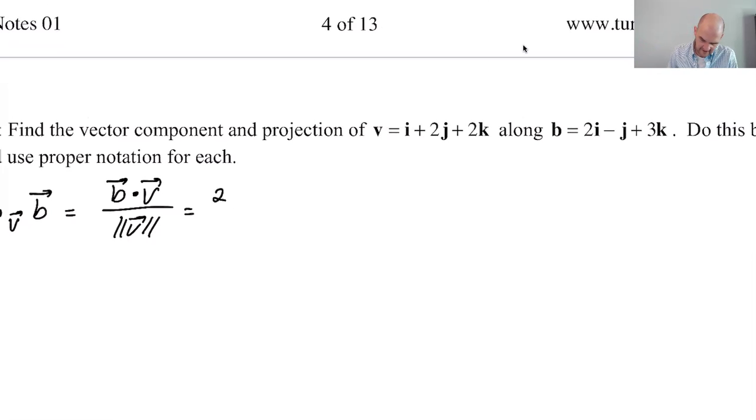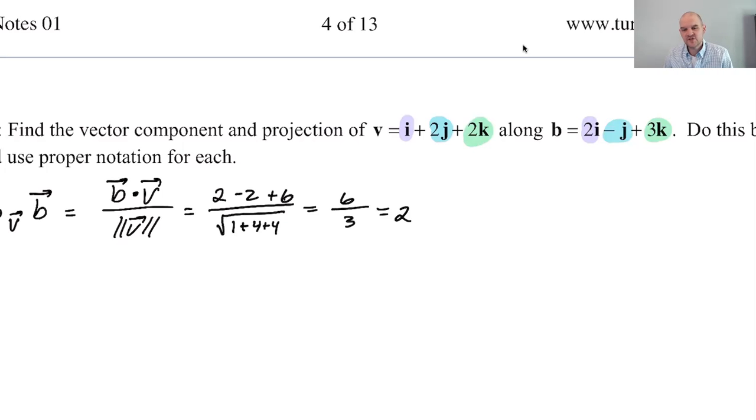So what am I doing? I'm doing this times this, and then this and this. All right, so that's 2 and then -2. And then 6 over the magnitude of V, right? Which is 1 plus 4 plus 4, the square root of 9. So I get 6 over 3. So I actually just get 2.